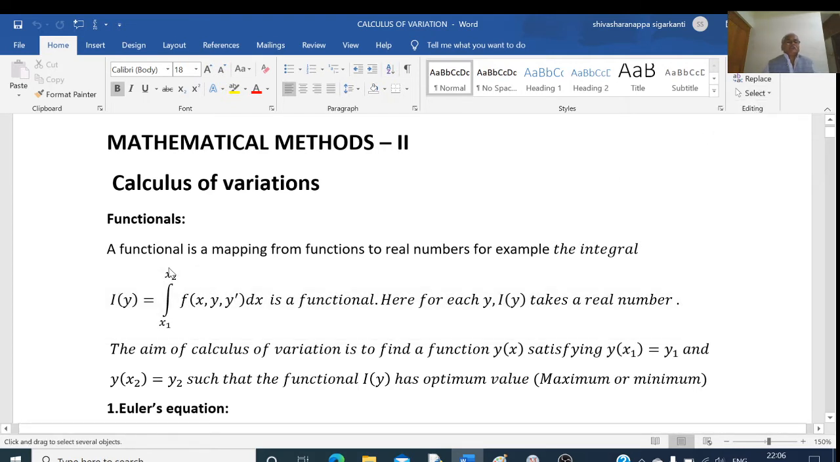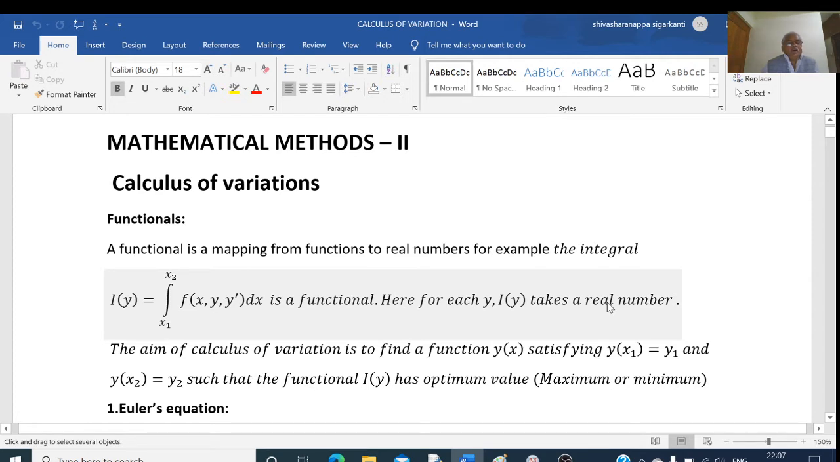First, we define a functional. A functional is nothing but a mapping from functions to real numbers. For example, the integral I of y is equal to the integral from x1 to x2 of f of x comma y comma y dash dx. Here, for each y, I of y takes a real number. So this is known as a functional.